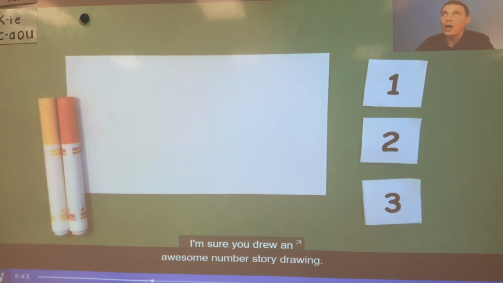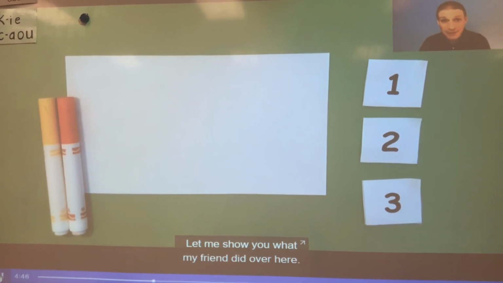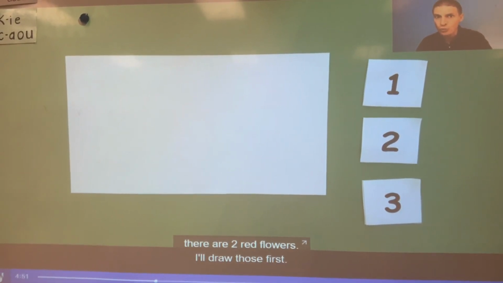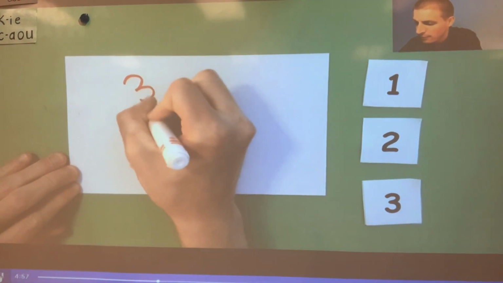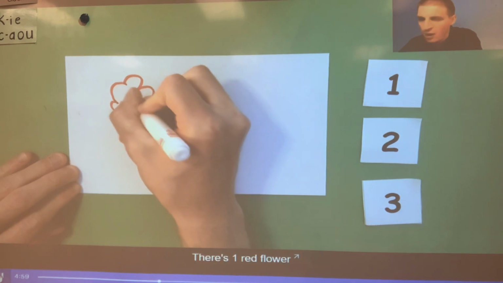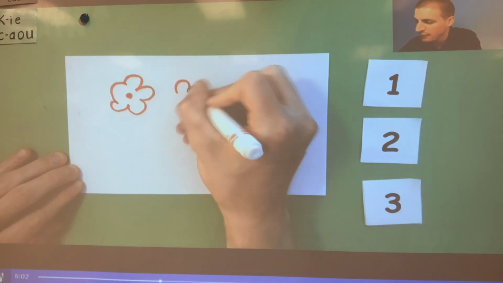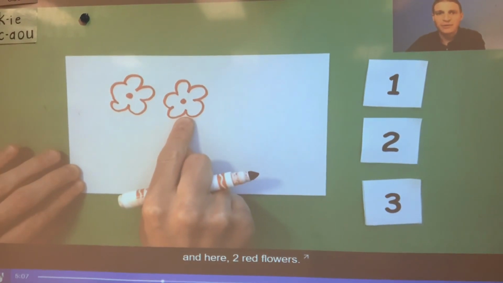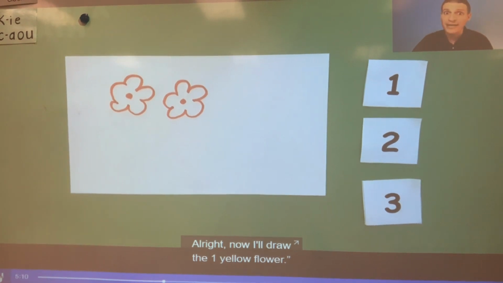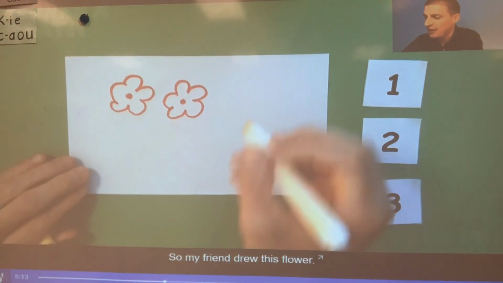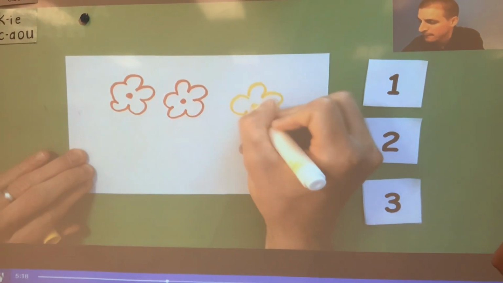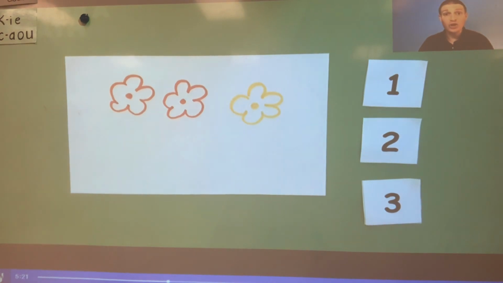I'm sure you drew an awesome number story drawing. Let me show you what my friend did over here. My friend said, well, there are 2 red flowers. I'll draw those first. There's 1 red flower. And here, 2 red flowers. All right, now I'll draw the 1 yellow flower. So my friend drew this flower. That looks great.